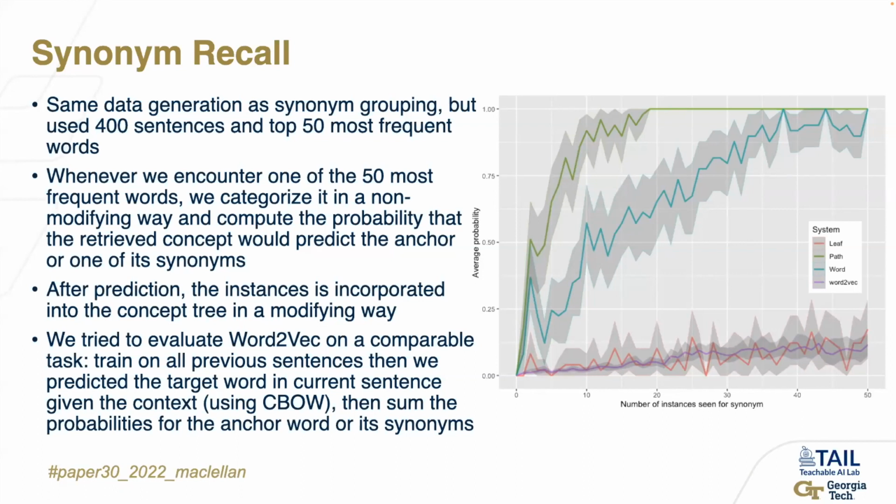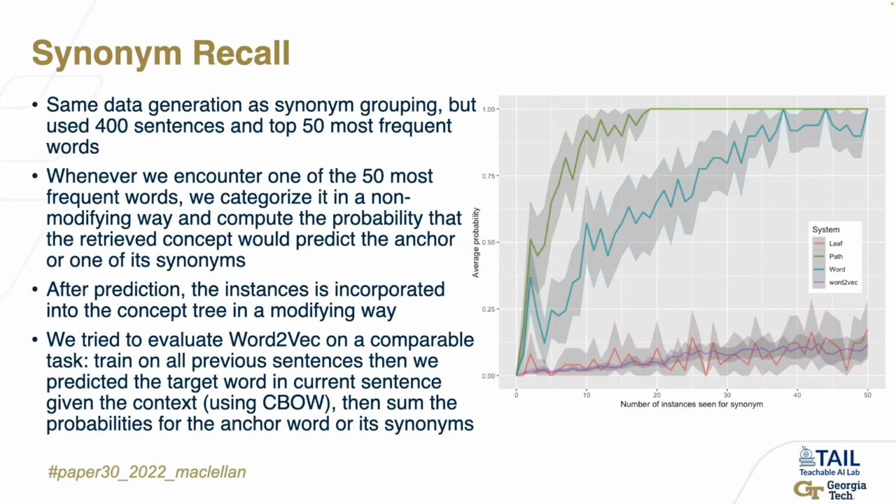So what we found here is that the path system actually does the best. It very quickly builds a representation where it can map the incoming instances to concepts that describe the anchor or one of its synonyms. The word system actually did surprisingly well. We were kind of surprised how well that system is able to do, even though it doesn't have an embedding representation.